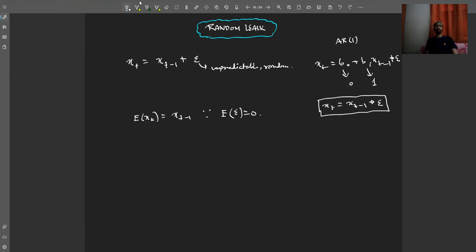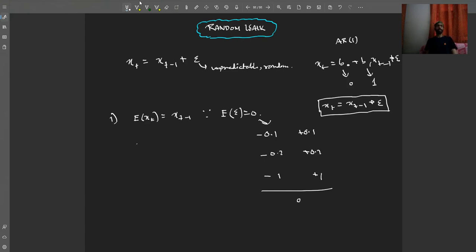It is equally probable that the error will be equal to minus 0.1 or plus 0.1. It is equally probable it will be equal to minus 0.2 or plus 0.2. It is equally possible that it will be equal to minus 1 or plus 1. So if you sum them up, the expected value of this error becomes actually equal to 0. So the expected value of xt is equal to xt minus 1. Now, an AR model has to be covariance stationary, and the first condition of a covariance stationary model is fulfilled.